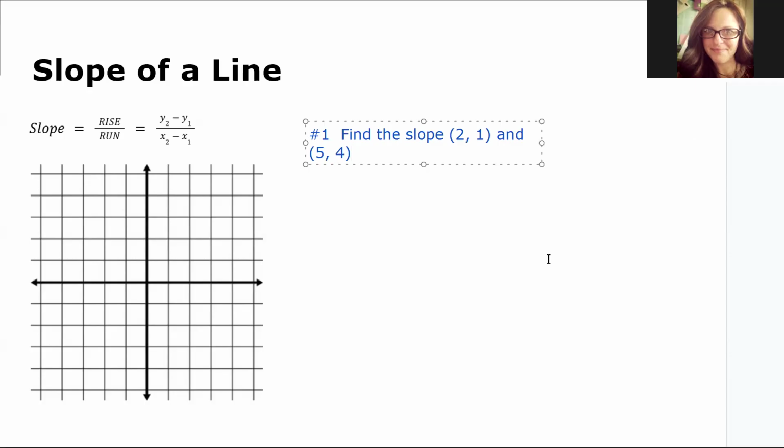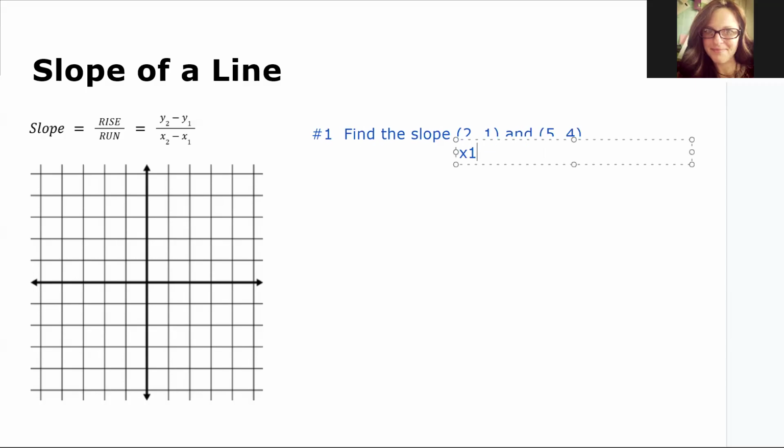I'm going to graph these points on our xy plane. We have our first point, x1, y1, (2, 1). X1 is 2, we'll go right 2. Y1 is 1, we'll go up 1. Here is the point (2, 1).